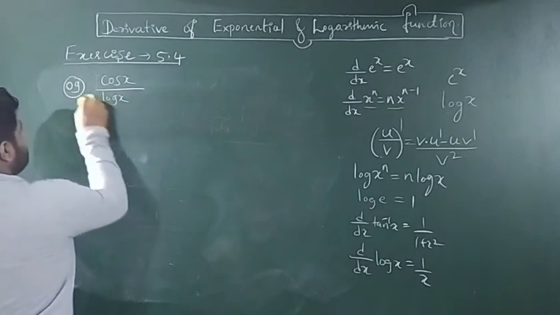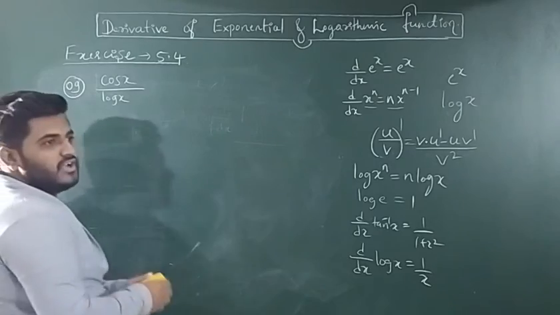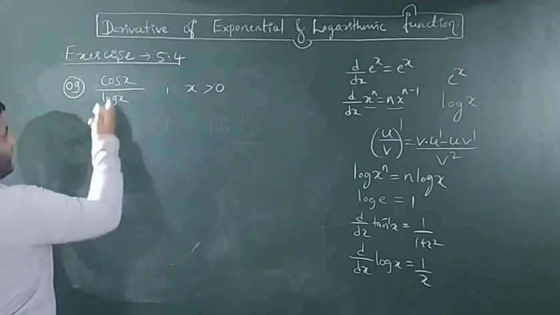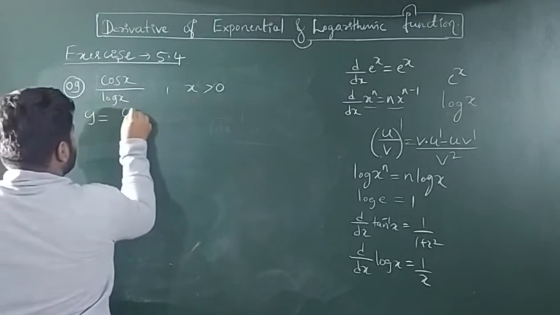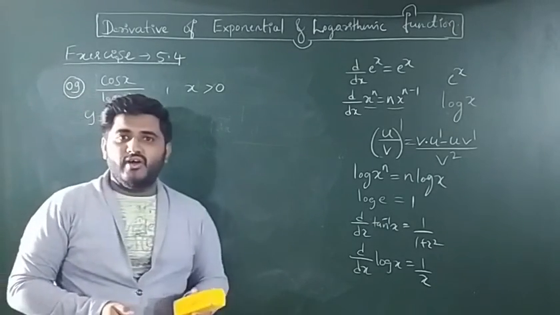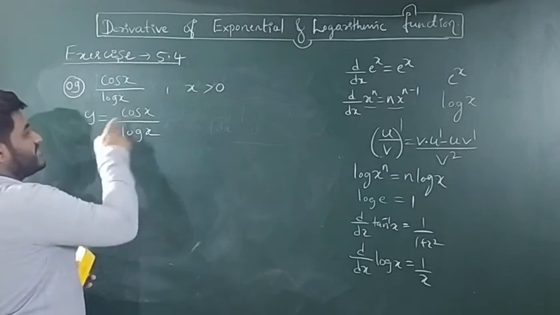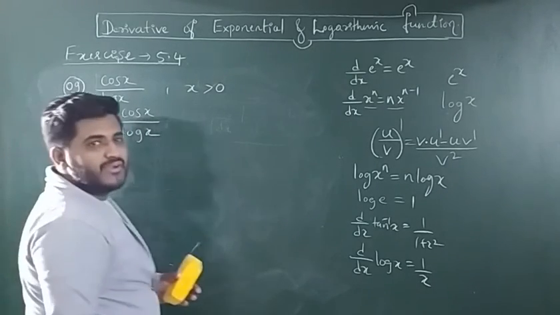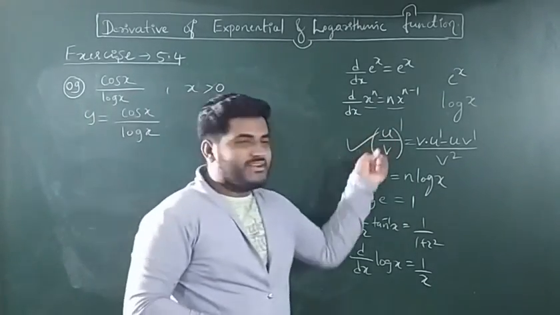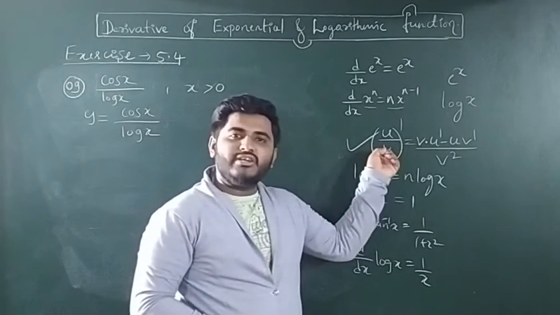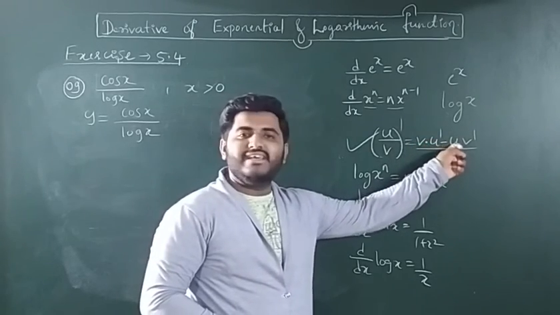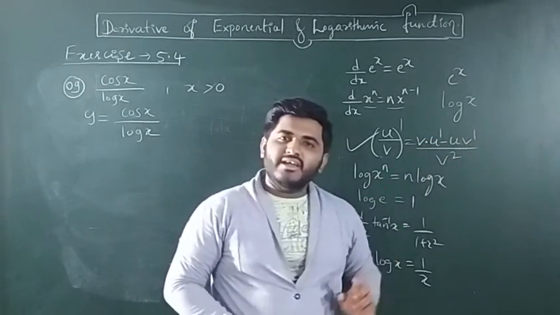So here is question number 9. Here the condition is x is greater than 0. So whatever the given function is there, we treat as y equal to cos x divided by log x. Next, differentiation of this we have to do. Here the function present in the numerator is one function, and the function present in the denominator is another function. So we are applying this rule, nothing but the quotient rule. Whenever two functions are on the numerator and denominator, we apply the quotient rule. What is that? Denominator as it is, d by dx of numerator, minus numerator as it is, derivative of denominator, whole divided by denominator square.